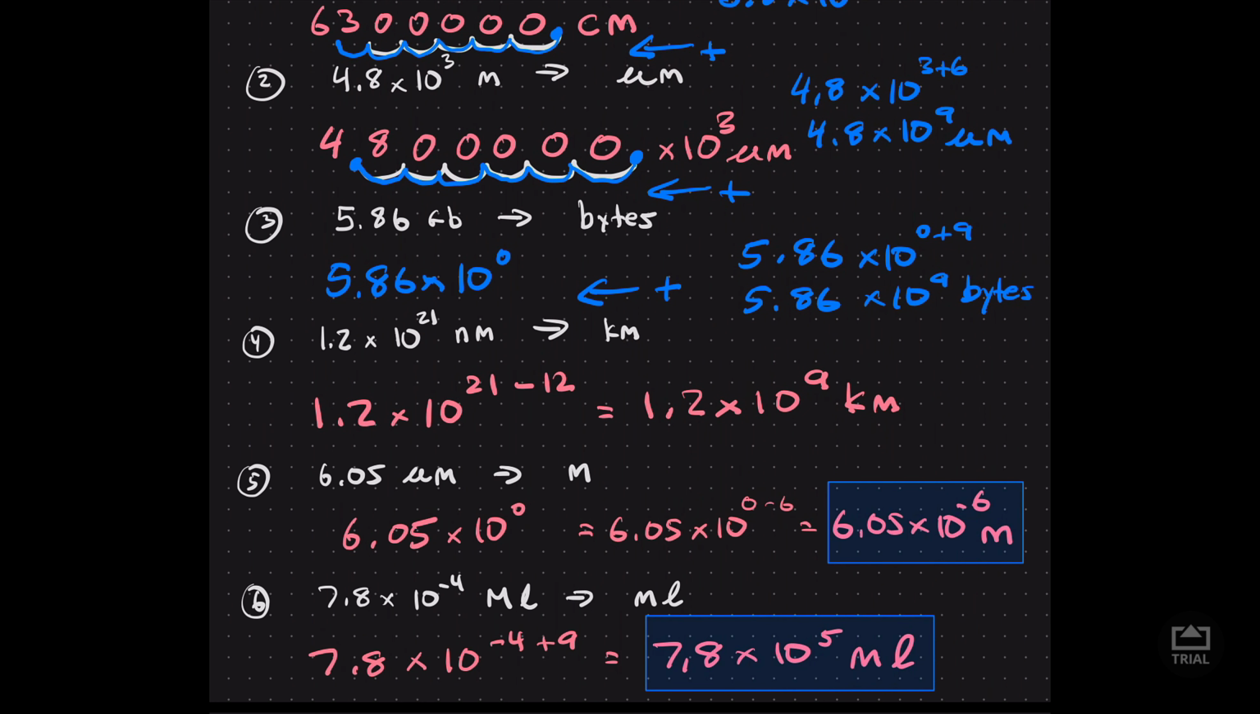Okay, so I've done the last two questions, number 5 and 6. So 6.05 micrometers is going to be 6.05 times 10 to the negative 6 meters, and 7.8 times 10 to the negative 4 megaliters is going to convert to 7.8 times 10 to the 5 milliliters.